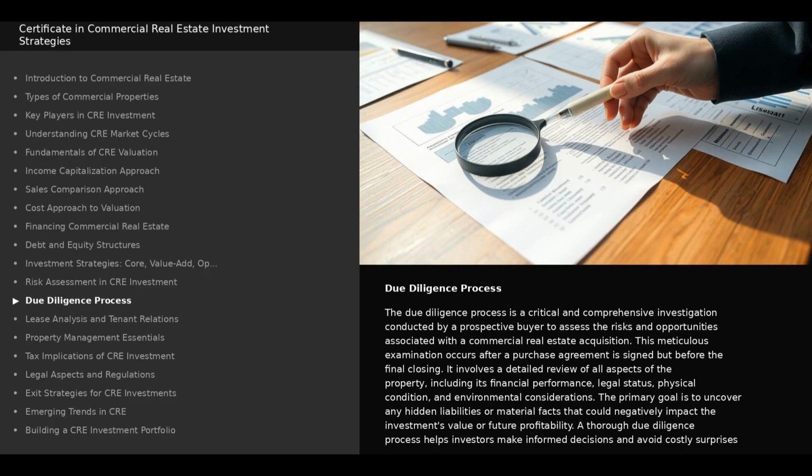It involves a detailed review of all aspects of the property, including its financial performance, legal status, physical condition, and environmental considerations. The primary goal is to uncover any hidden liabilities or material facts that could negatively impact the investment's value or future profitability. A thorough due diligence process helps investors make informed decisions and avoid costly surprises after acquisition.